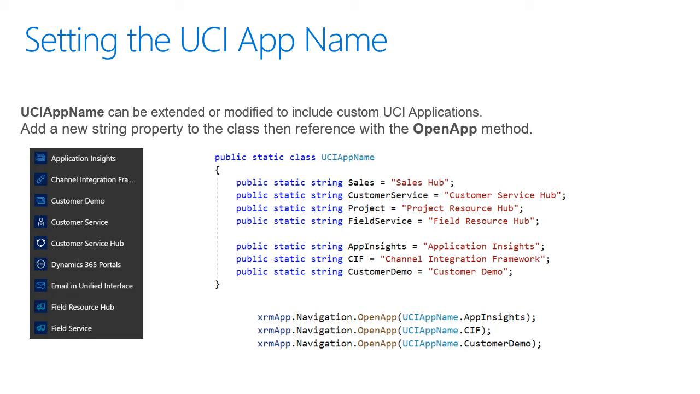The following slide shows how to extend or modify. In this case, you can see I've added 3 additional strings: Application Insights, Channel Integration Framework, and Customer Demo. And these strings correlate to exactly what you see in the pick list for the UCI apps. To open each app, I've also included an example for each one using the Open App method.